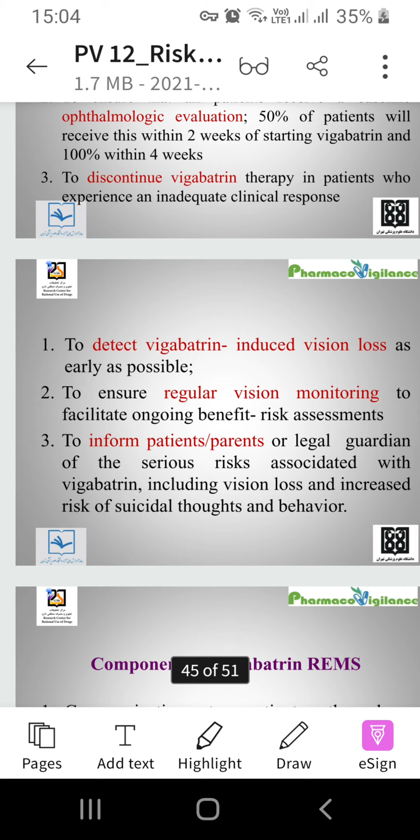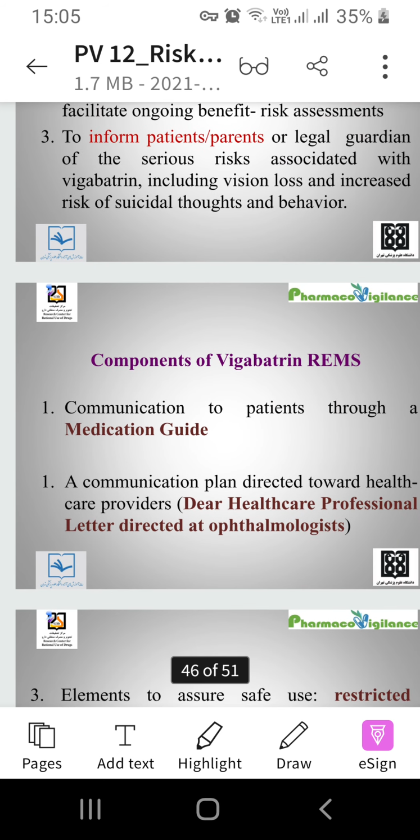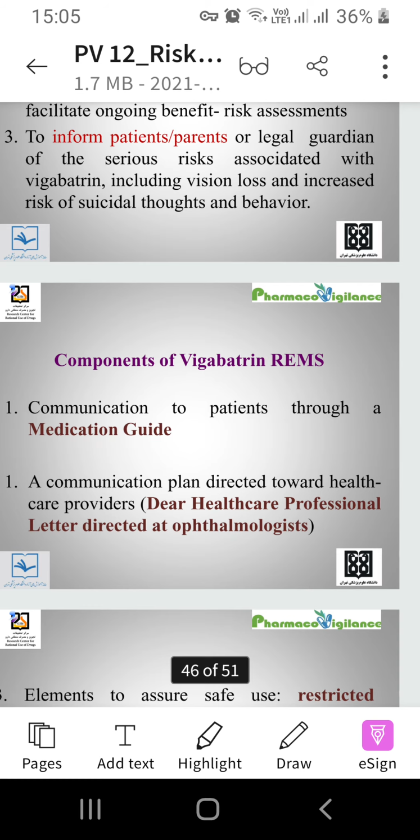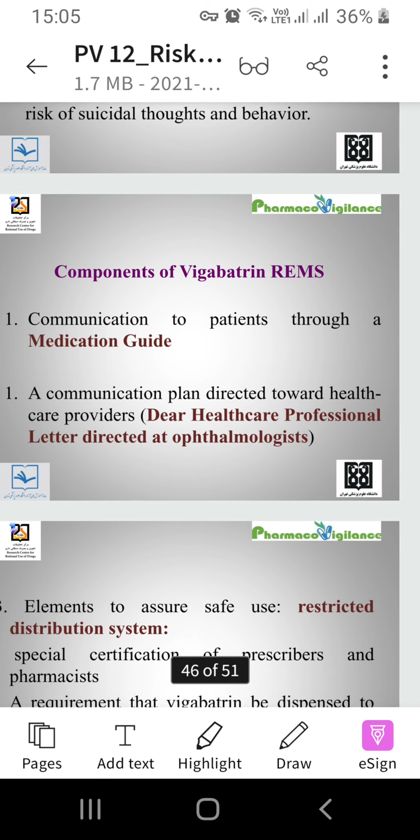To inform patients, parents, or legal guardians of the serious risks associated with vigabatrin, including vision loss and increased risk of suicidal thoughts and behavior. Components of the vigabatrin risk evaluation and management system: communication to patients through a medication guide, and a communication plan directed towards healthcare providers, including a healthcare professional letter directed at ophthalmologists.